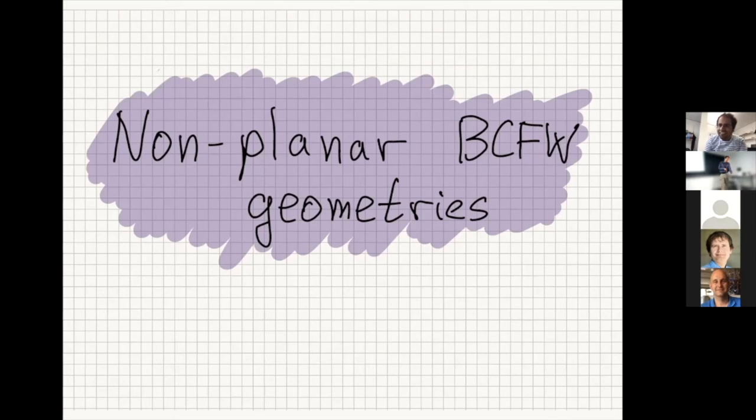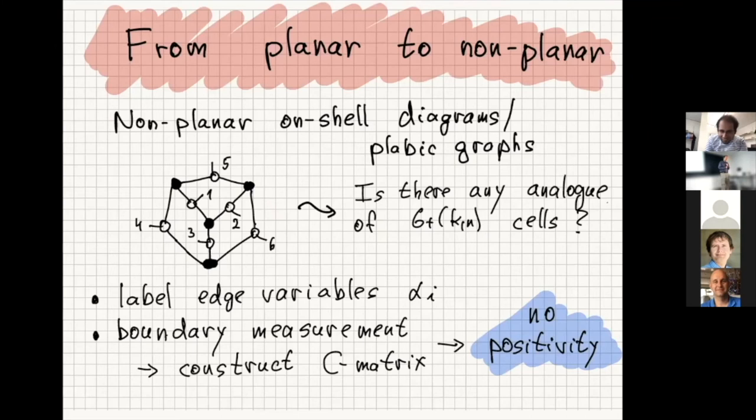We get to the non-planar on-shell diagrams, plabic graphs. And the big question, yes, there is a question.